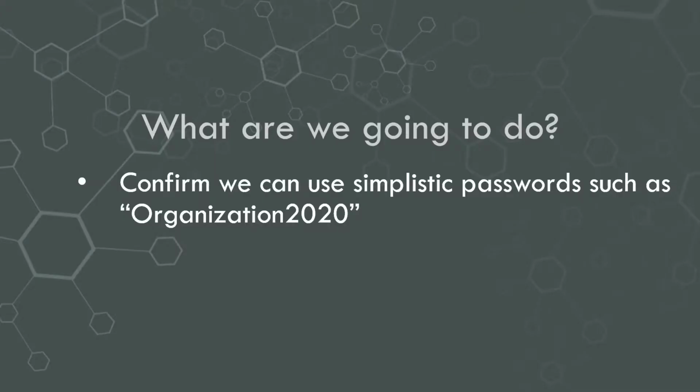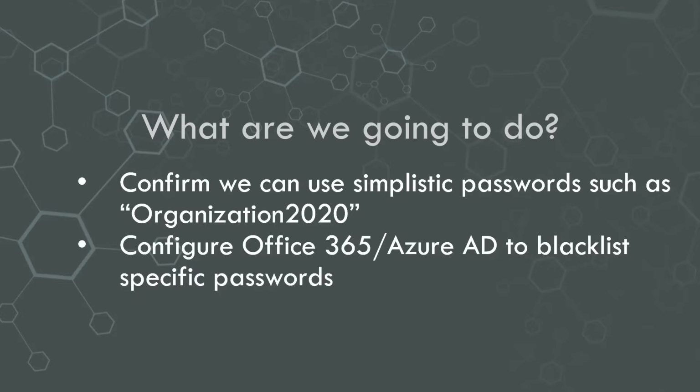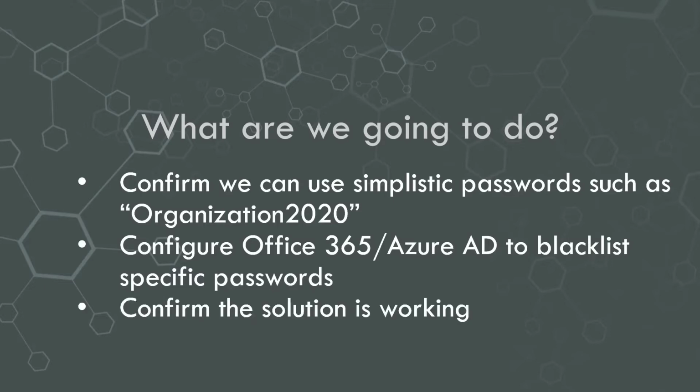What we're going to do first is confirm that a standard user in Office 365 can make use of a simplistic password, which in this case will be Organization 2020. Next, we are going to configure Office 365 to blacklist that specific password. And lastly, we are going to confirm that the solution is working by resetting the user's password and then trying to make it Organization 2020 again, and it should fail. So without further ado, let's head over to the portal.